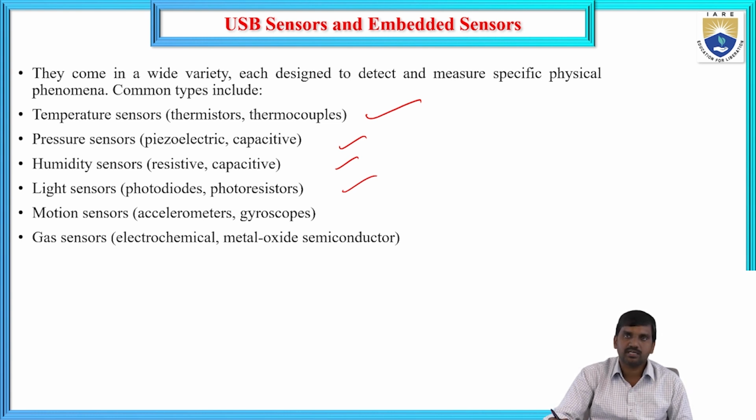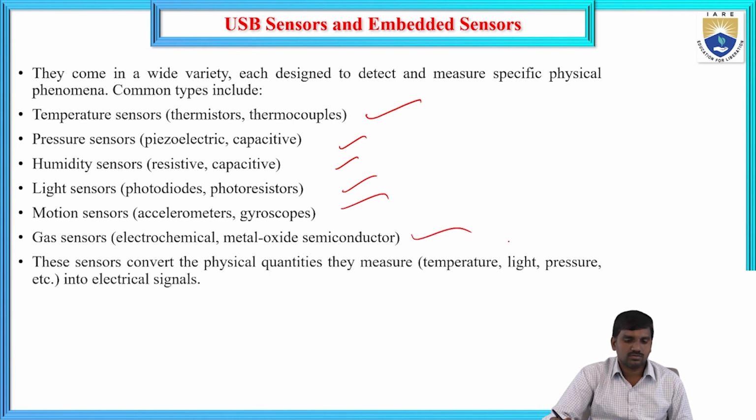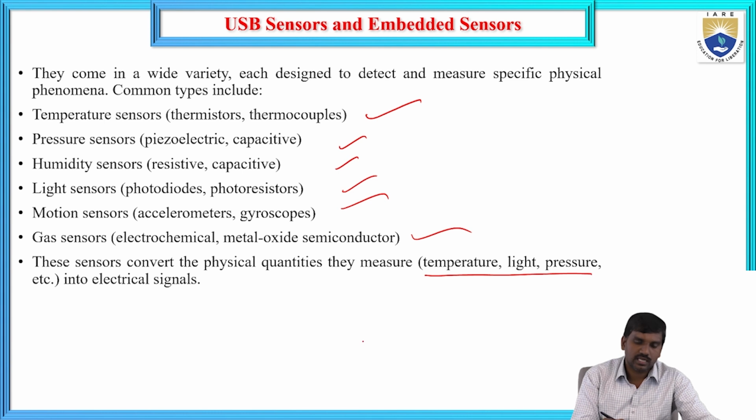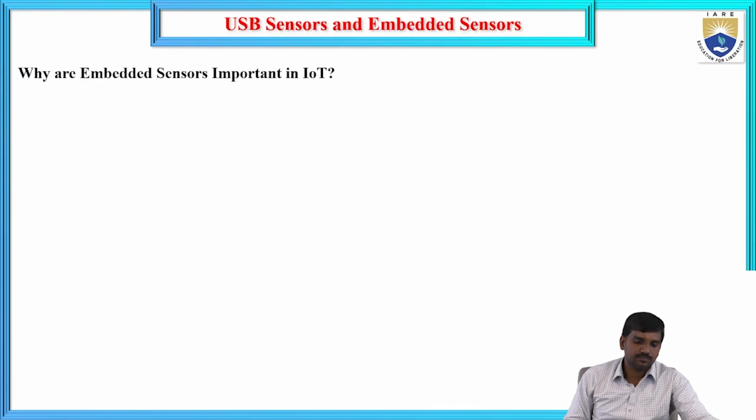Electrochemical, metal oxide semiconductor. These are some of the wide variety of embedded sensors. These sensors convert physical quantities such as temperature, light, and pressure into electrical signals. From the electrical signals only, we may pass some information. These are the types of sensors in embedded systems.